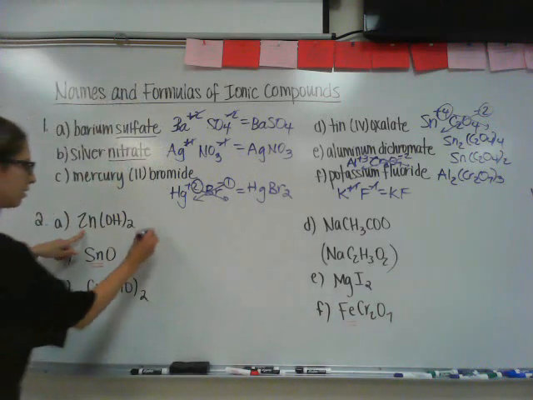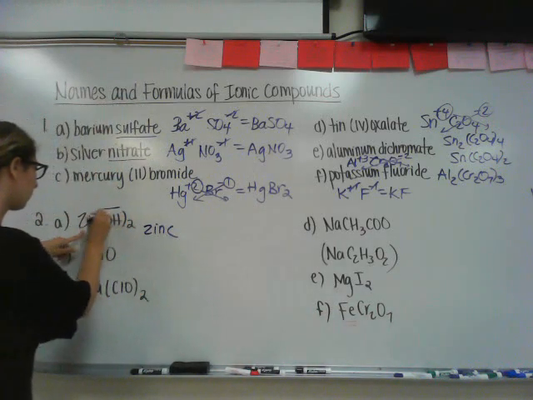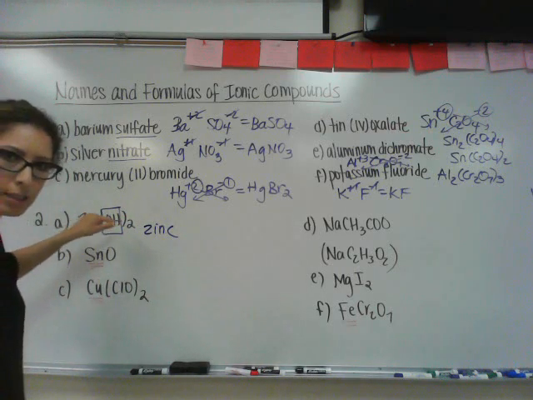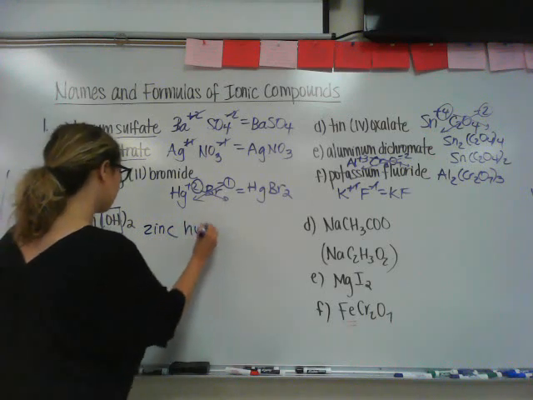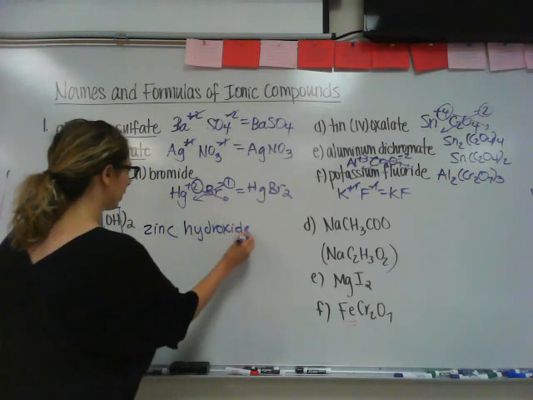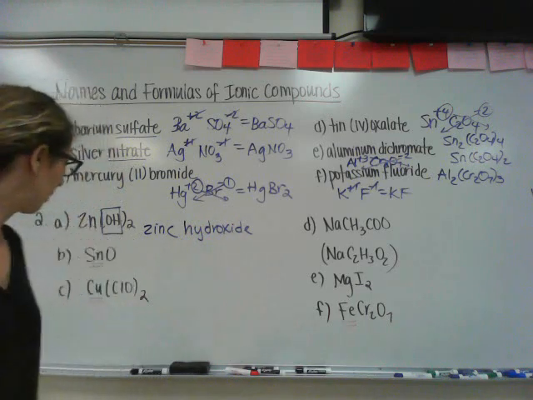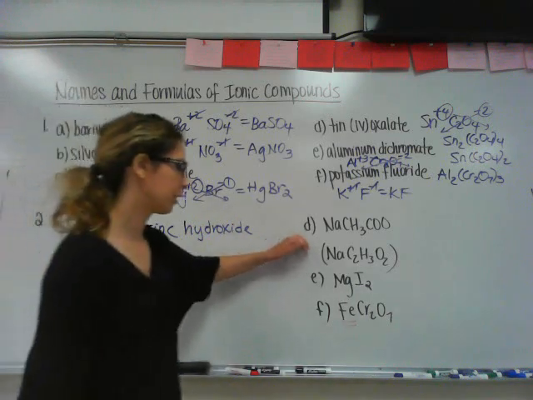Let's do the rest. Zn is zinc. When you have parentheses, look inside the parentheses and name what is inside the parentheses only. This is hydroxide. Hydroxide is listed on the bottom left of your periodic table as one of the polyatomic ions. We're going to skip B and C. We're going to go to D.